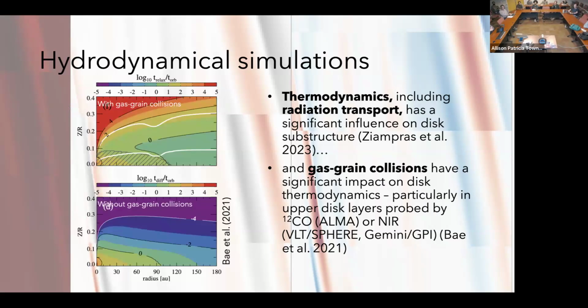And then here is basically, with and without gas grain collisions, what sort of cooling time you get. This is, I think, a log 10 of the cooling time with respect to your orbital time. If you have a much longer cooling time than your orbital time, then you can see thermal features. If you have a much shorter cooling time, then basically you relax your background temperature on a timescale much faster than any sort of planetary or dynamical effect.